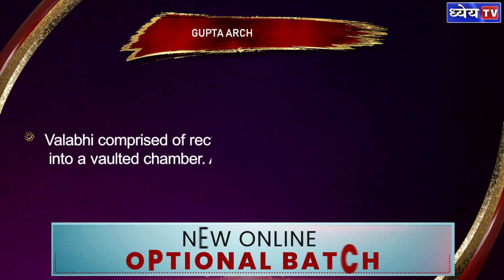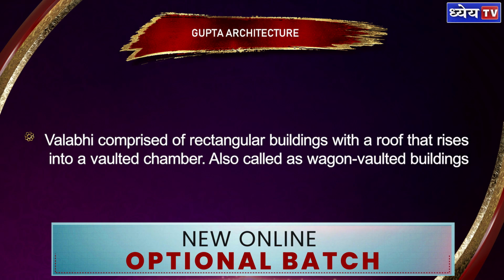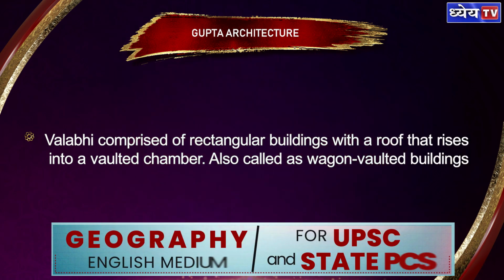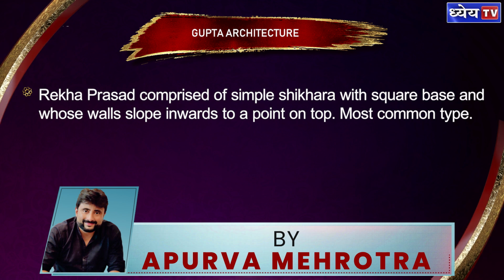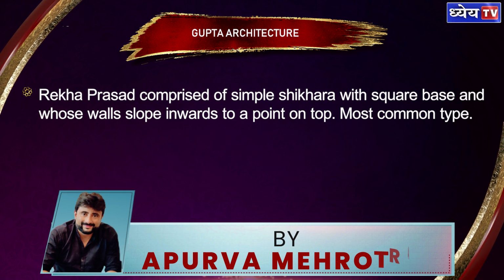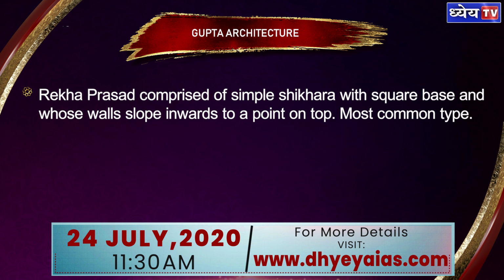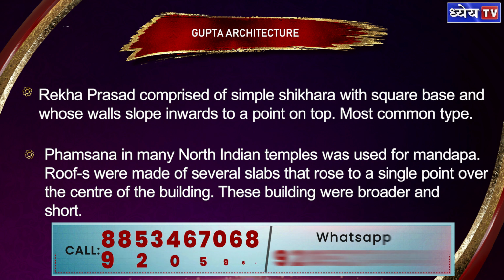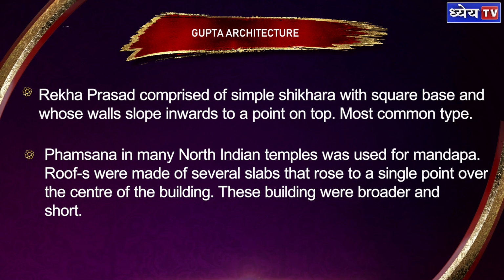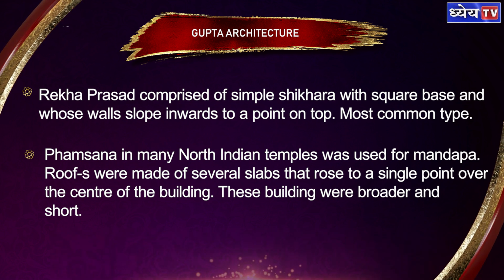The Vallabhi type comprised of rectangular buildings with a roof that rises into a vaulted chamber, also called as wagon vaulted buildings. Rekha Prasad comprised of simple shikhar with square base and whose walls slope inwards to a point on top. It was the most common type. The Phamsana in many North Indian temples was used for mandapa. Roofs were made of several slabs that rose to a single point over the center of the building. These buildings were broader and short.